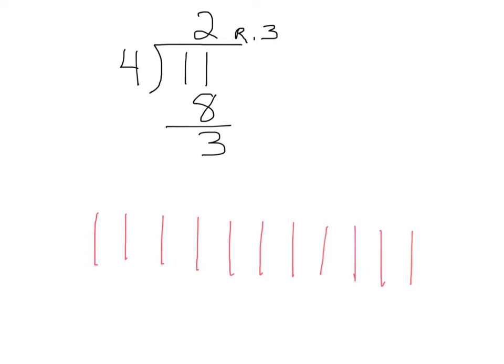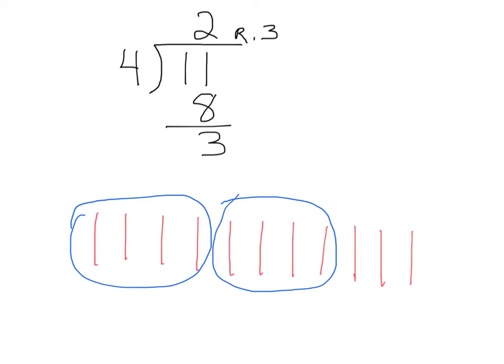So in the bottom I have 11 sticks, so I want to put them into groups of 4. So now I'm going to circle 4. There's one group. And I'm going to circle another 4. That's 2 groups. And then we have 3 left over. So 11 divided by 4 is 2, because you can make 2 groups of 4 with 3 left over.